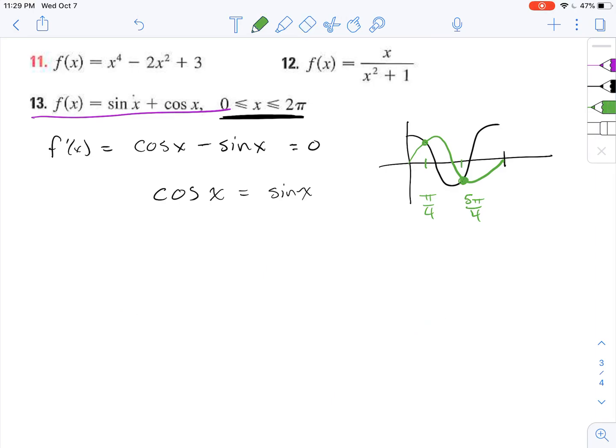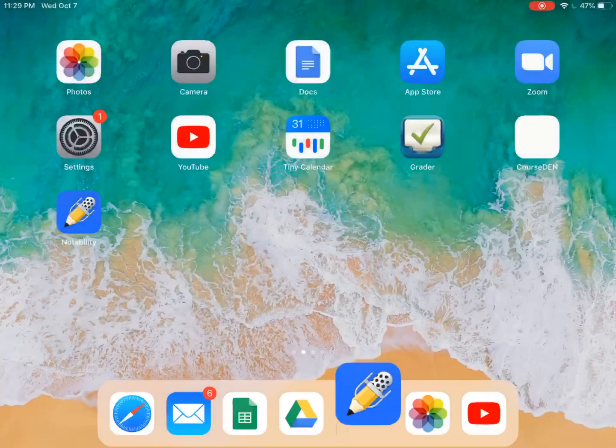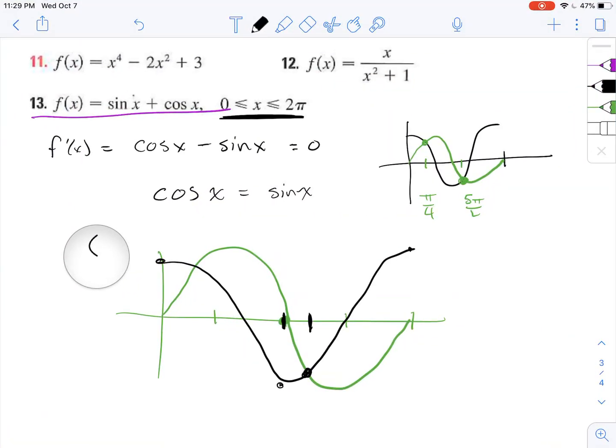All right. So let's draw my number line and cut it up. My iPad is frozen on me. All right, let's try that one more time.